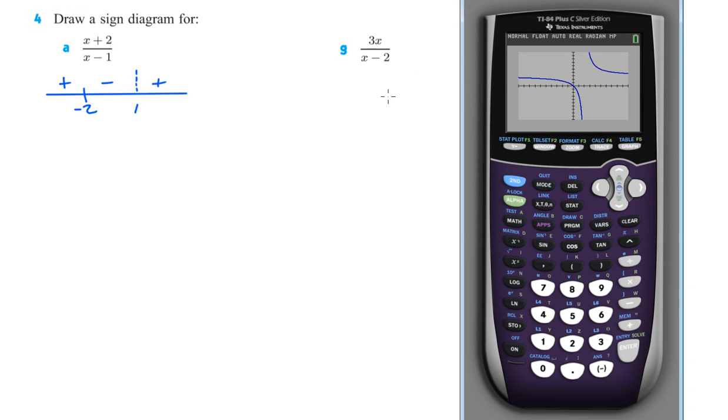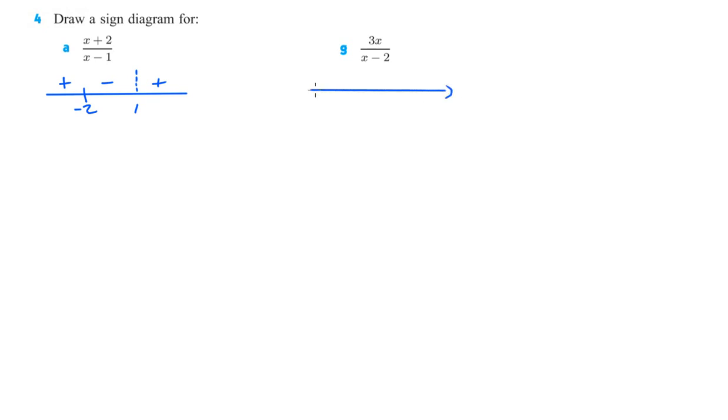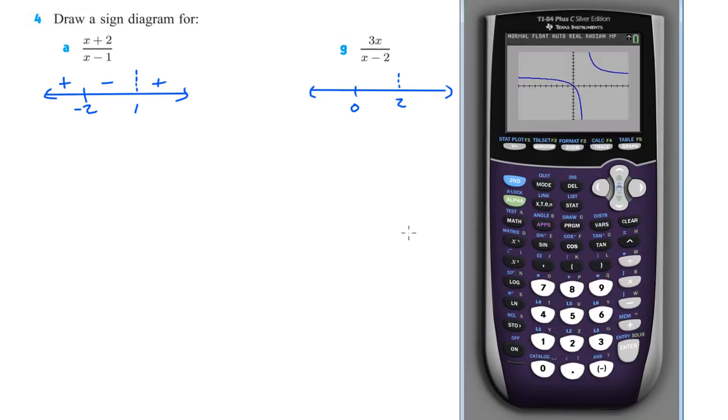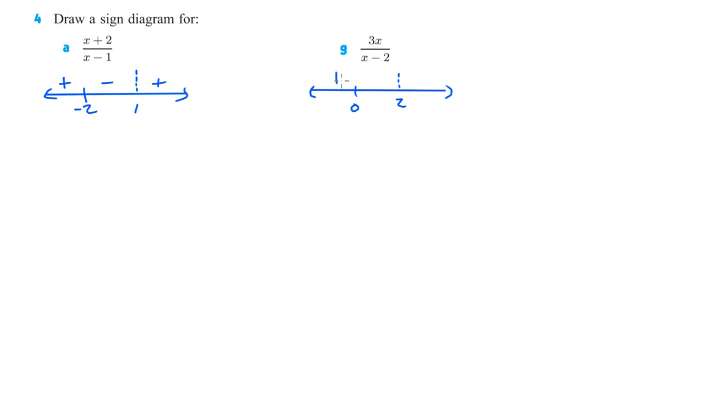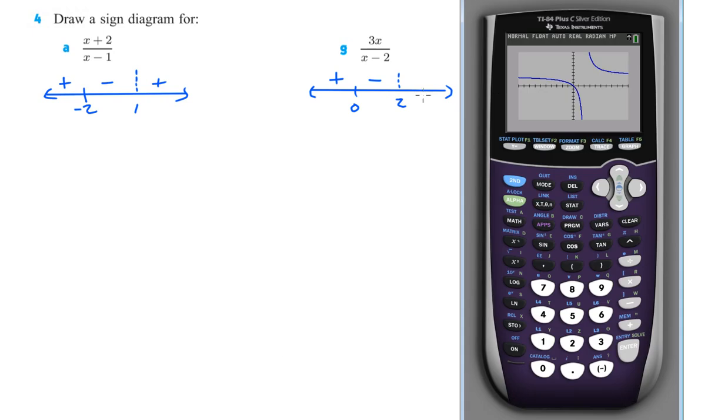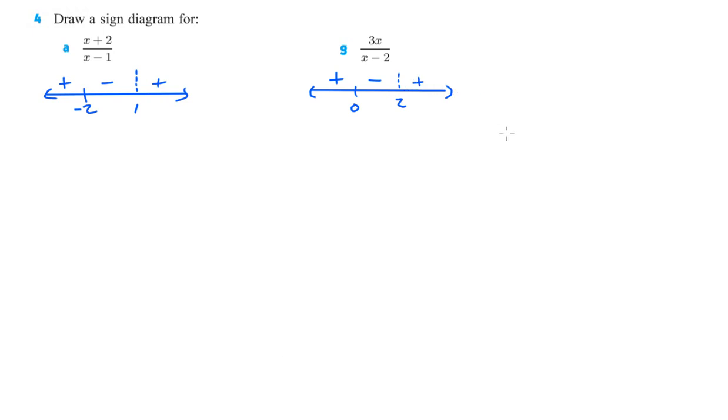Okay, so we're going to draw a sign diagram with 0 and 2 as our two key points. So we got 0, and then 2 was our asymptote, right? So that's going to look like that. And then we simply look at what's happening to the left of 0. It's positive. To the right of 0 is negative. So positive, negative. And then to the right of the asymptote, everything is positive. Okay, so it looks like that.